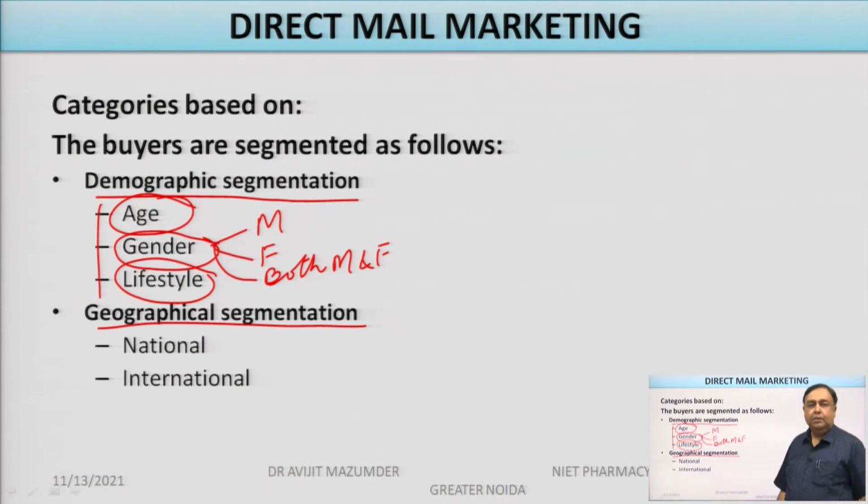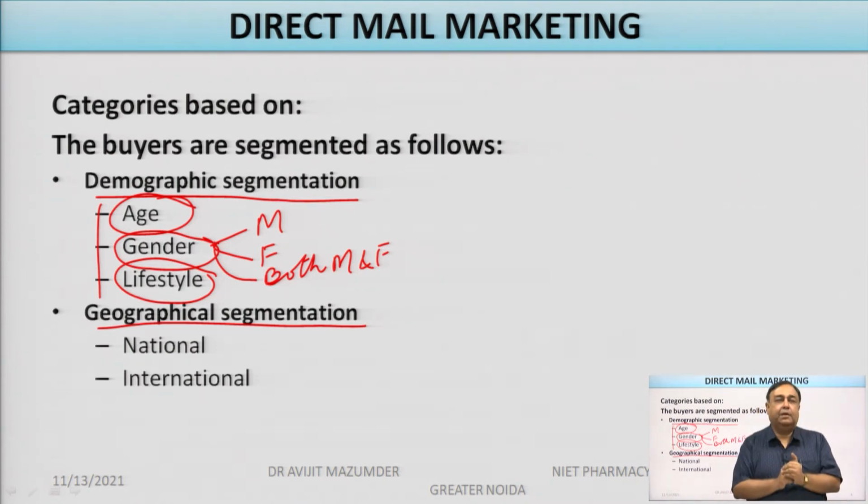Next is geographical. If your product is particularly of a particular sector, we will call it the national basis. Again, it can be broken up into various regional parts, whether it is in the north, the south, the east or the west. It can be on the basis of national, it can be on the basis of international also. Whether you are having a product which is catering to the need of people across the globe.